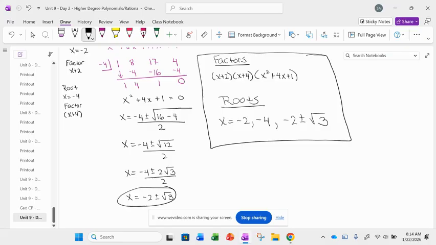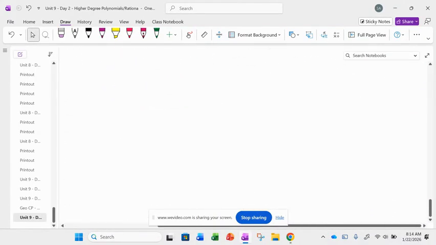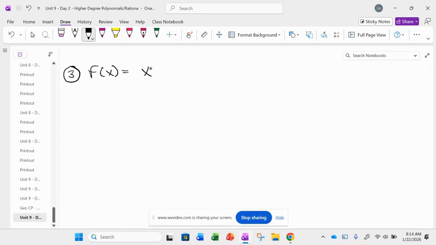Okay, next one. I actually want to see how you guys do this one on your own. So try this one on your own. How many solutions should we have? 4. Good job.